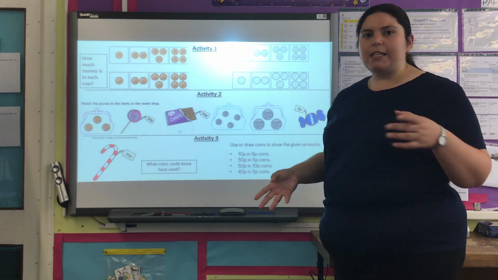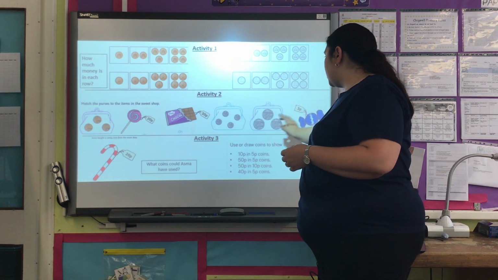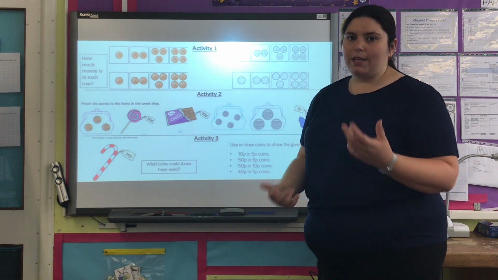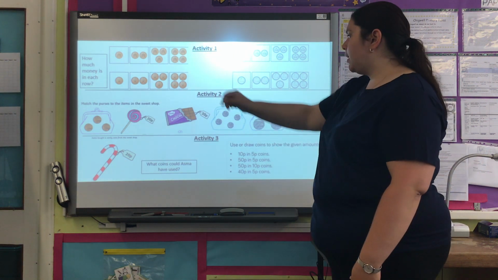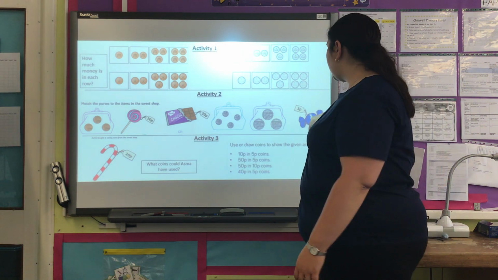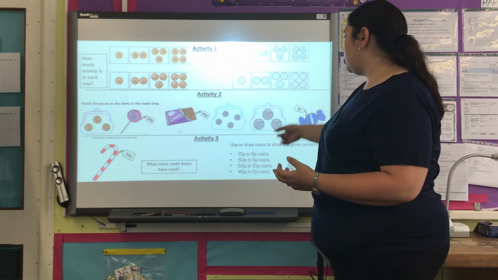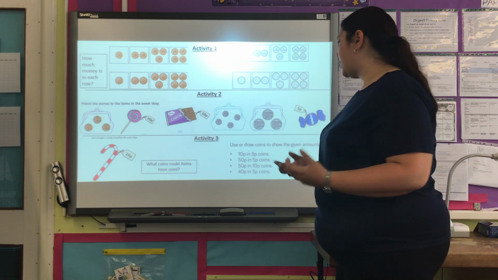Activity 2, I'm going to explain activity 2, I don't normally, but this one is matching the purse to the sweets. So making sure you count up how many is in each purse, and then you think, okay, what can I buy? Can I buy the sweet, can I buy the chocolate bar, or can I buy the lollipop? So think about what can you buy with your purse as well.